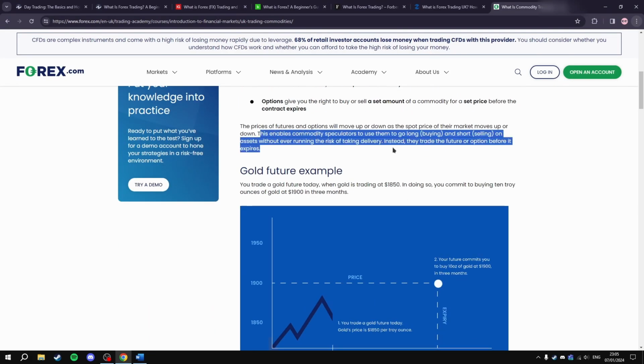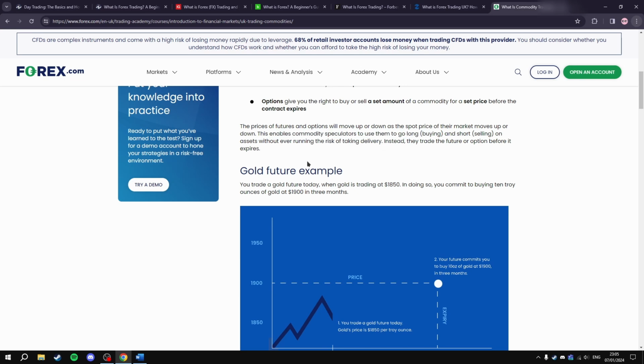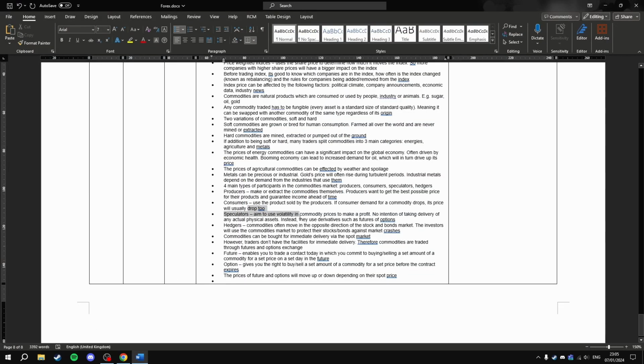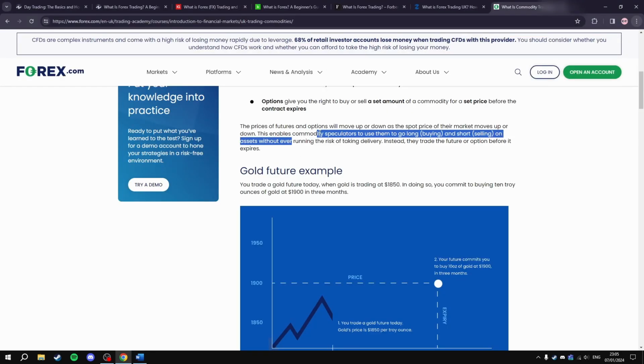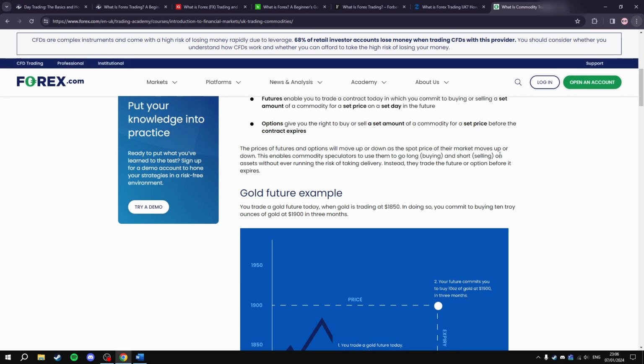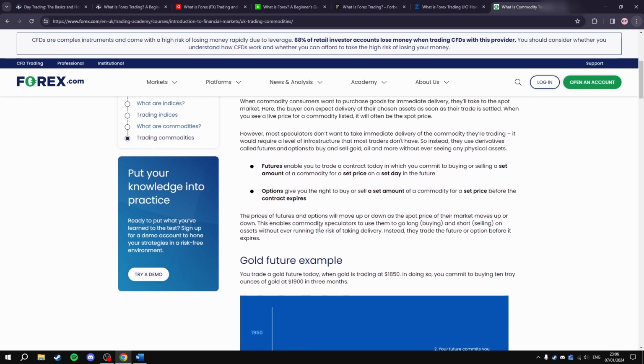This enables commodity speculators to use them, and speculators are people who aim to use the volatility in commodity prices to make a profit. So to use them to go long or short on assets without ever running the risk of taking delivery. Instead, they trade the future or option before it expires. The prices of futures and options will move up or down as the spot price of the market moves up or down.